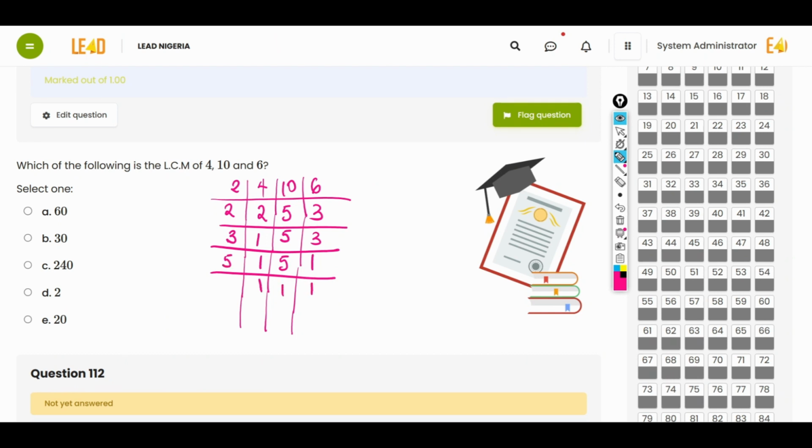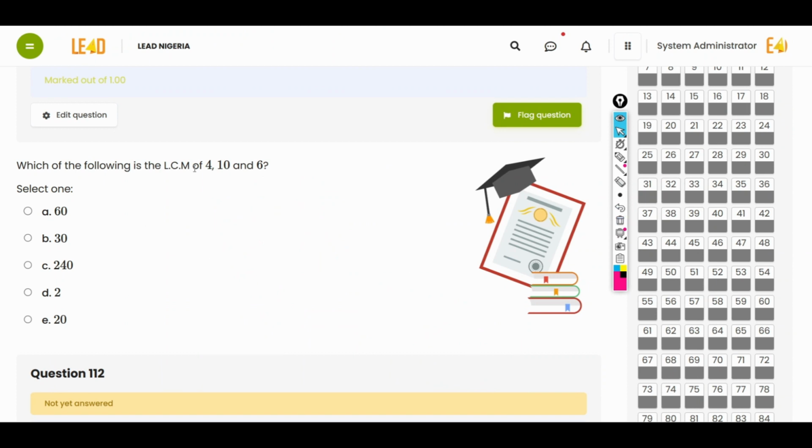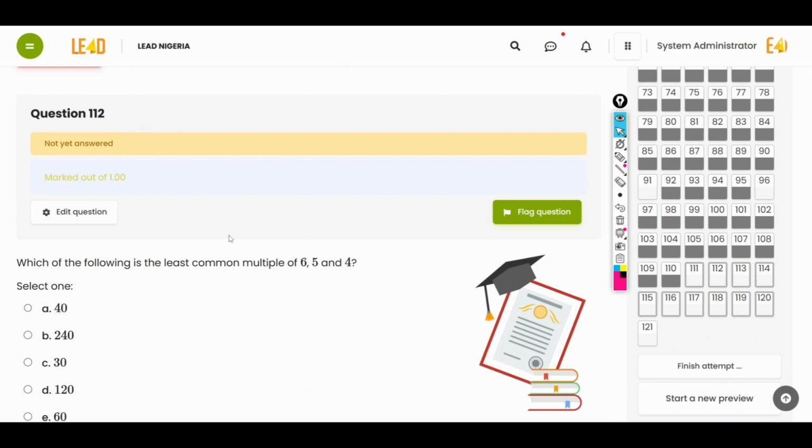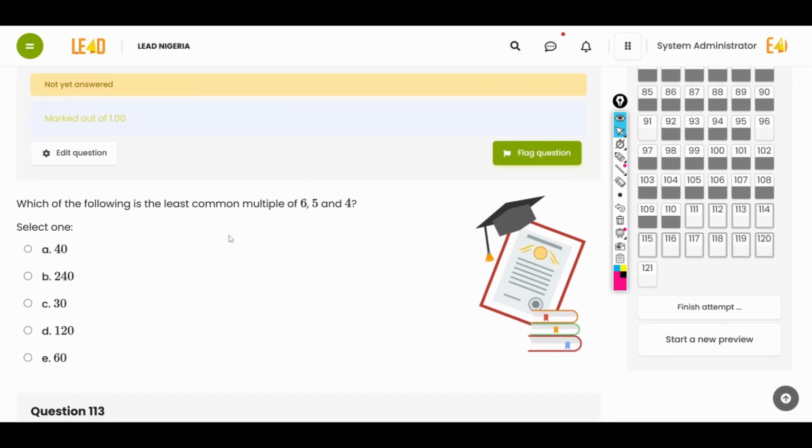So for the LCM, we just multiply the factors. We have 2 times 2 times 3 times 5. Let me multiply. This gives me 15, this gives me 30, this gives me 60. So it's 60. The lowest common multiple is 60. The smallest number that all of these can divide is 60. Okay. Which of the following is the least common multiple of 6, 5, and 4?